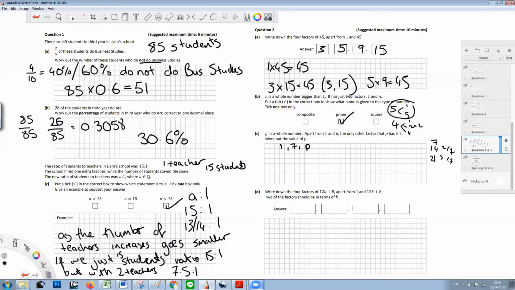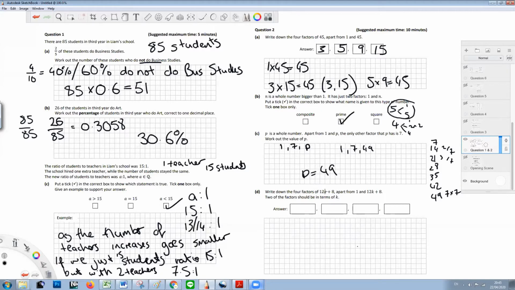21 is 3 and 7. 28 is 4 and 7. 35 is 5 and 7. 42 is 6 and 7, but 49 is 7 by 7. So if I had 1, 7, and 49, it makes sense. So my value p is equal to 49. That's that one done.